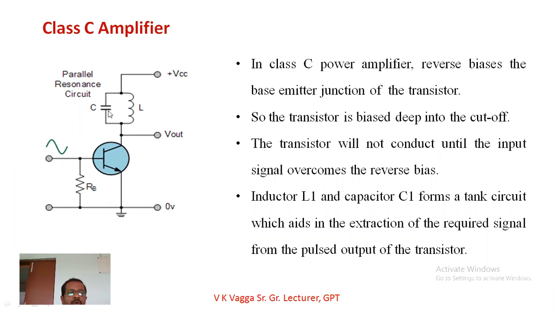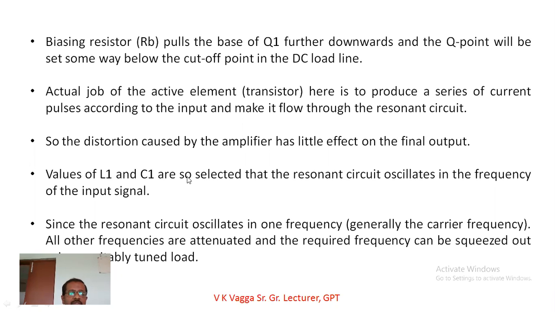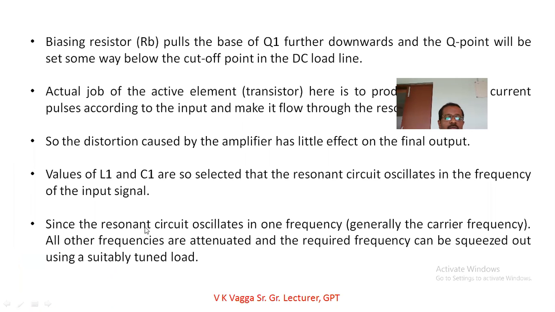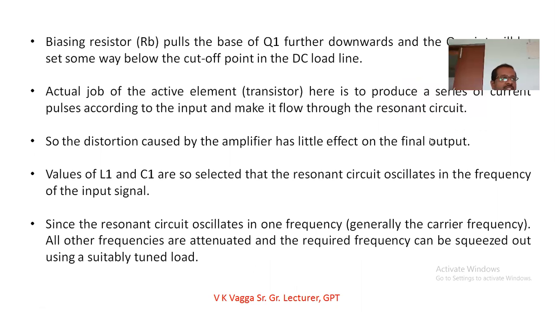According to that, the values of the capacitor and the inductor are to be adjusted or selected. C1 and L1 are selected so that the resonant circuit oscillates at the frequency of the input signal. Since the resonant circuit oscillates at one frequency, all other frequencies are attenuated, and the required frequency can be squeezed out using a suitable tuned load. It is tuned for the adjusted single frequency. It is not going to change. This is all about the class C.